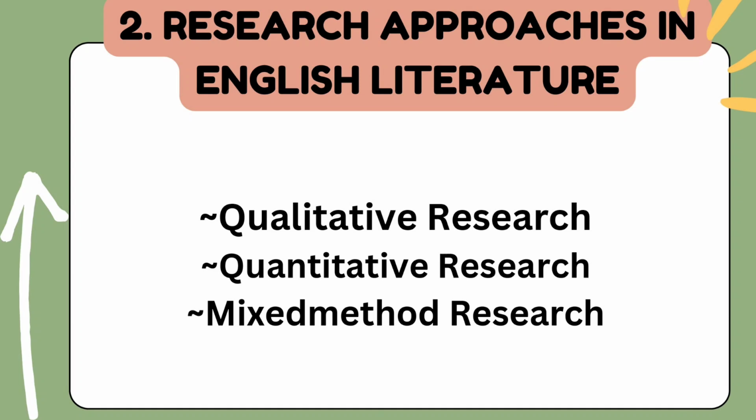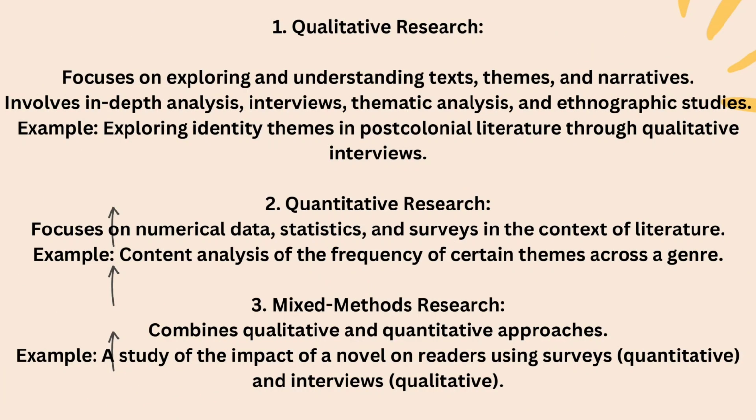Next, we are going to learn about some approaches needed in research for our English literature. Majorly there are three types of approaches that we need to follow. The first one is qualitative, the second one is quantitative, and the third one is mixed method research. We'll be learning about these approaches in more detail. First, we are going to learn about qualitative research. Qualitative research focuses on understanding and exploring themes and narratives through detailed analysis of the text.